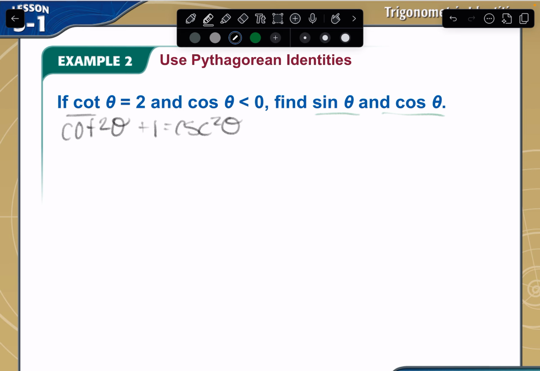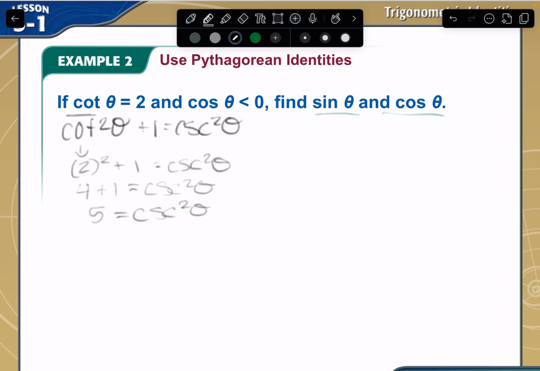From here, you are told what cotangent is. I'm told that cotangent is 2, so I'm going to replace the value of cotangent with 2 and fill that in and work my way from there. Now I actually have a problem that I can solve. 2 squared is going to give me 4. I can then add those together to get 5, which is equal to cosecant squared theta.